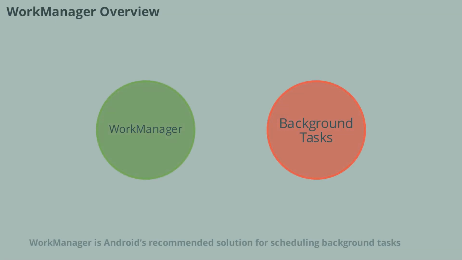WorkManager is Android's recommended solution for scheduling background tasks. It guarantees task execution even if the app is closed or the device restarts. WorkManager supports constraints like network availability and battery status, making it ideal for syncing, backups, and periodic tasks. Its reliability and flexibility make it a cornerstone of modern Android development.